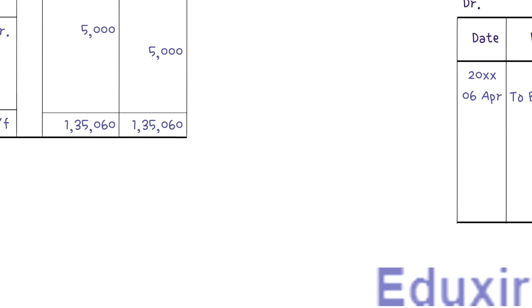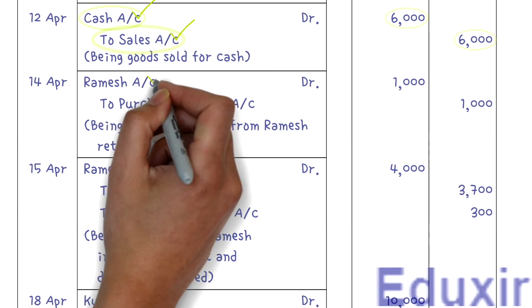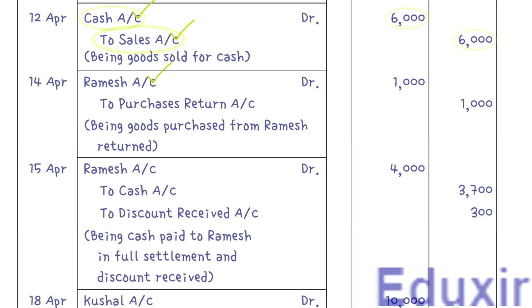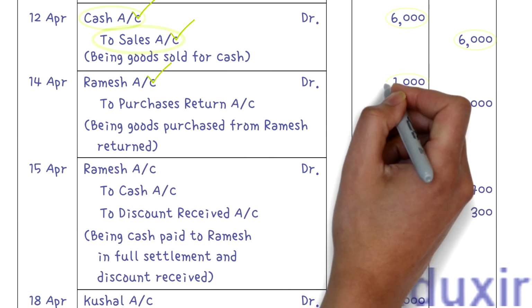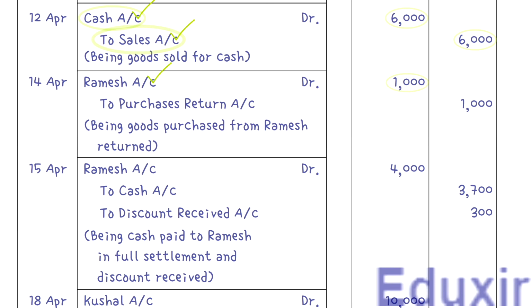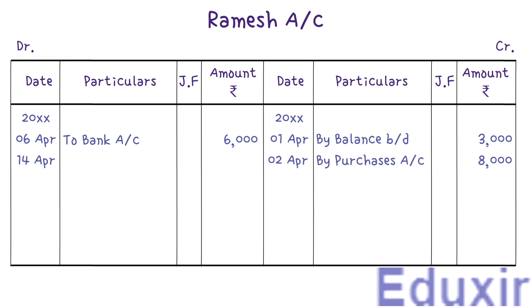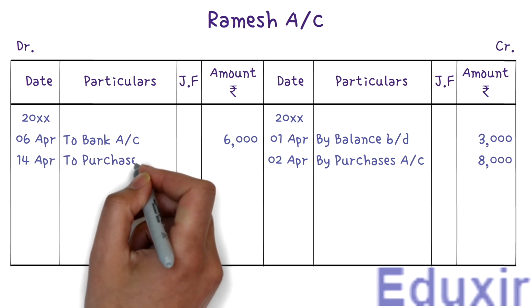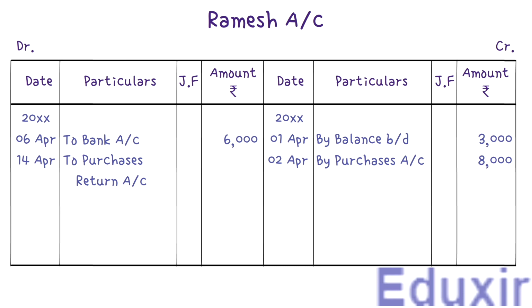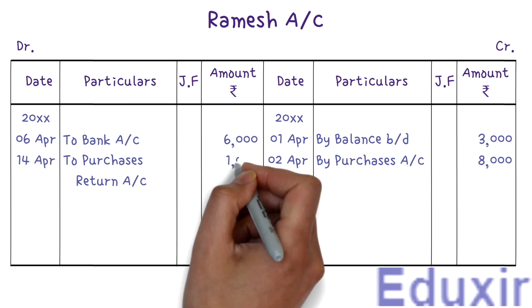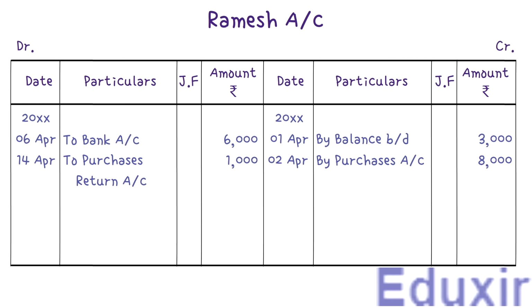Let's now take up the next entry. As the name suggests, it needs to be posted on the debit side of Ramesh account and the debit amount is 1000 rupees. Note that the details that need to be posted into the particulars column is purchases return account. As we already have Ramesh account, let's now post this entry into that account. Let's first write the date. Let's then write to purchases return account into the particulars column. Let's then write the debit amount of 1000 rupees in the amount column. With that, we have completed the posting of this journal entry into Ramesh account.